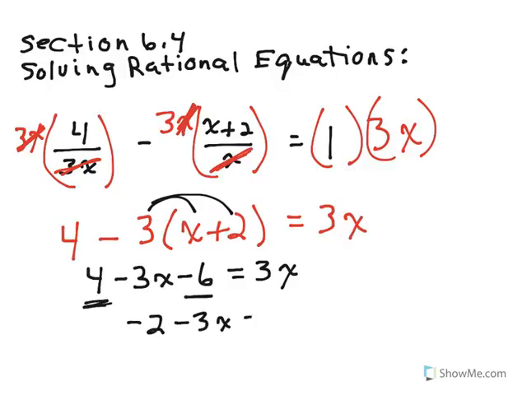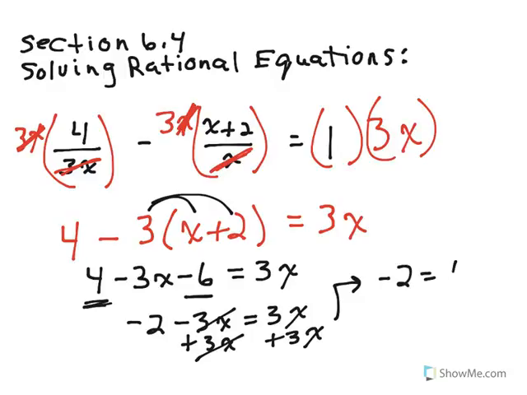Minus 3x equals 3x. Add 3x to both sides of the equal sign to get the variable terms together, and we end up with negative 2 equals 6x. Now divide both sides by 6 to get x alone, and we end up with x equals negative 1/3. Make sure you reduce your fraction.